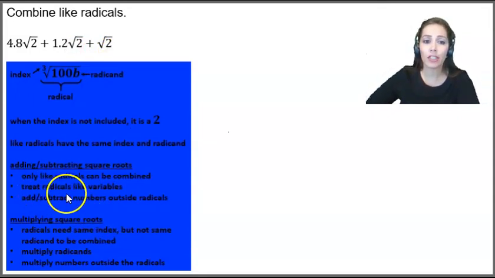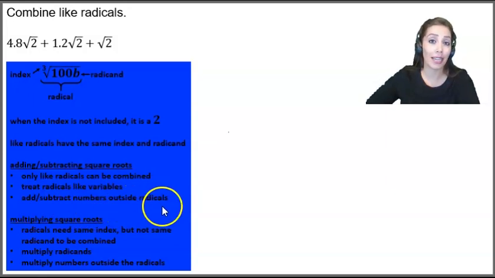It also tells me here to treat radicals like variables. So if it helps you, think of the square root of 2 in each of these as an x. How would you combine if it was 4.8x plus 1.2x plus x? And the last tip she gave us was to add and subtract numbers outside of the radicals, and combine those together.